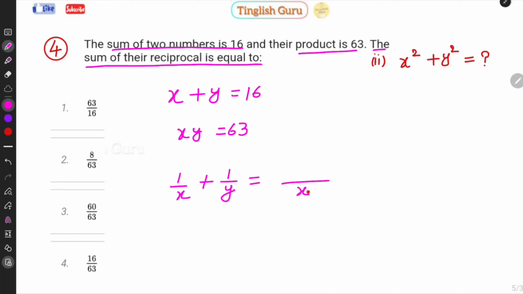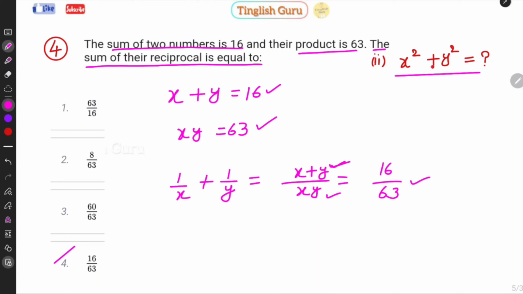So we can write this as, after taking LCM, x plus y divided by xy. So we can directly substitute these values. So x plus y value is 16 and xy value is 63. So our answer will be option 4. So again it is a direct bit, so we substituted these values. Just in case this direct bit is not coming, then I am giving you a homework: x square plus y square. You find the value of this and comment your answer.